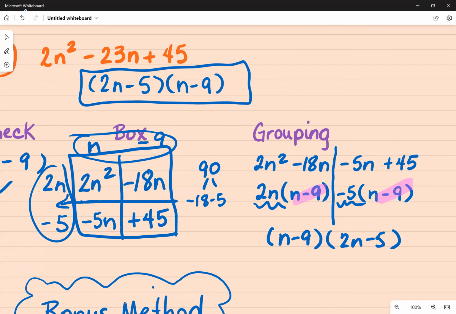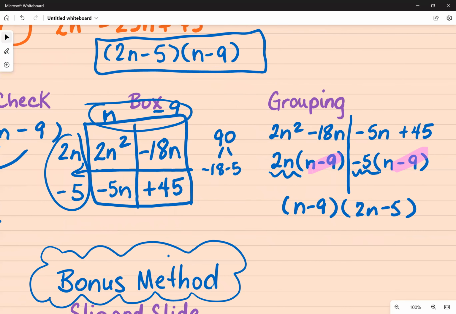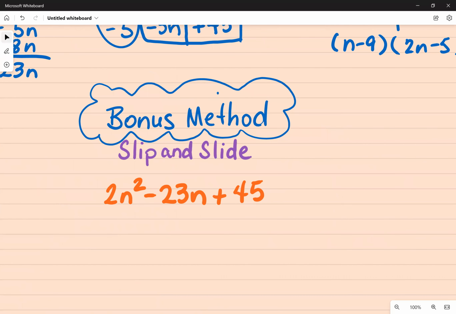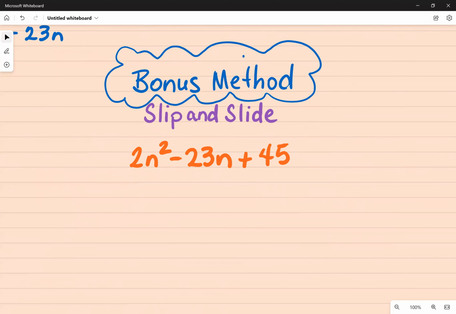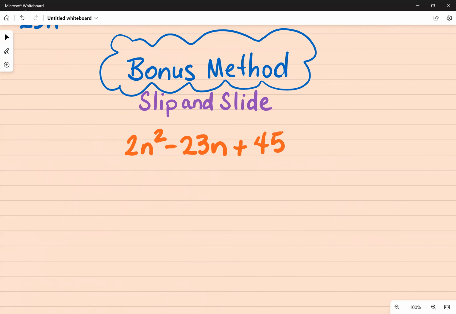And as a bonus, I don't teach it this way, but some people see it better this way. The bonus method is called the slip and slide. And I've seen it called the swing method. They call it different things. I don't teach it, so this is, all right.